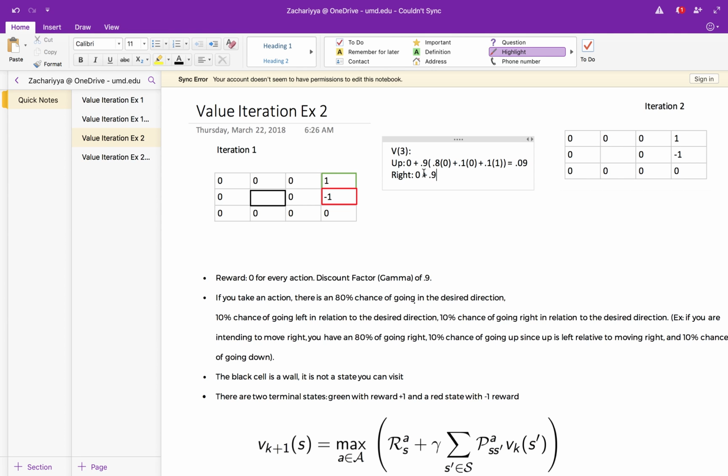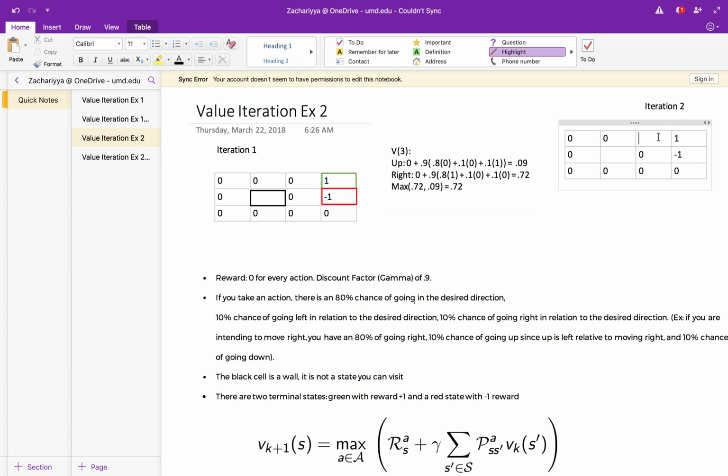The gamma is 0.9, and what you're doing is this: there's a 0.8 chance of you going and getting a 1 reward, a 0.1 chance of getting a 0 reward, and another 0.1 chance of getting a 0 reward. It's going either up or down. So that should get you 0.72, which is the maximum of both of those. The max of 0.72 and 0.09 clearly is 0.72. So you would pick that for our next iteration.